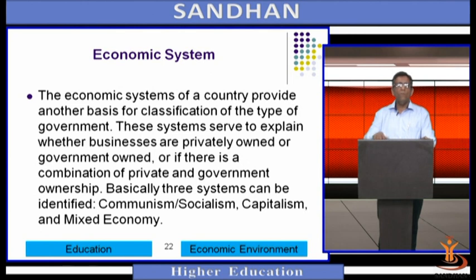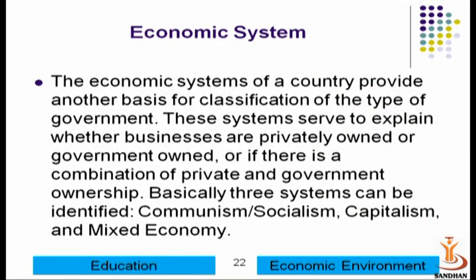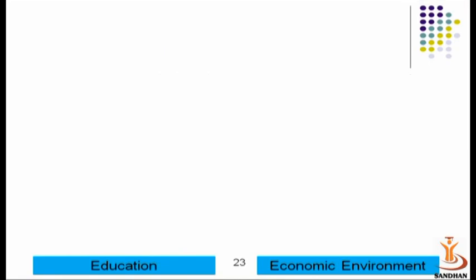But basically we'll focus here on the form of government. What type of government is there? What type of ownership is there? Is private ownership there, or mixed? So here we'll classify it into economic systems. That is, we have communism, socialism, capitalism, and mixed economy. We'll take capitalism first.